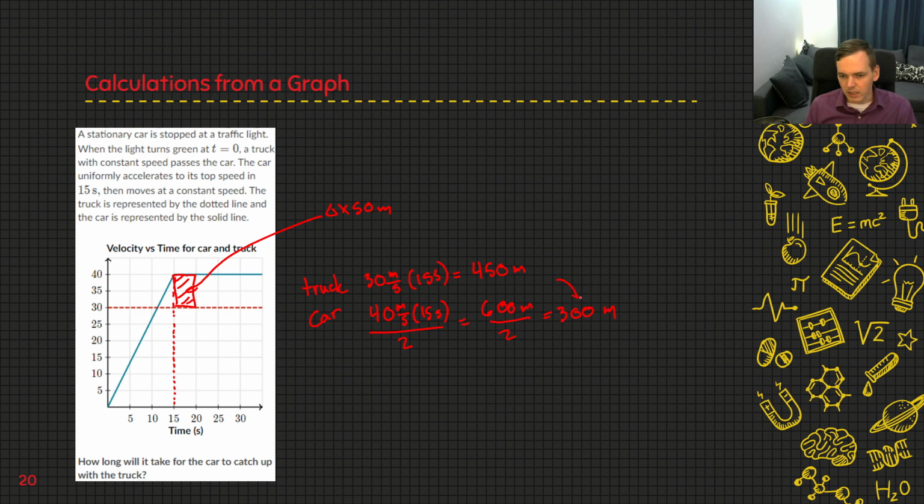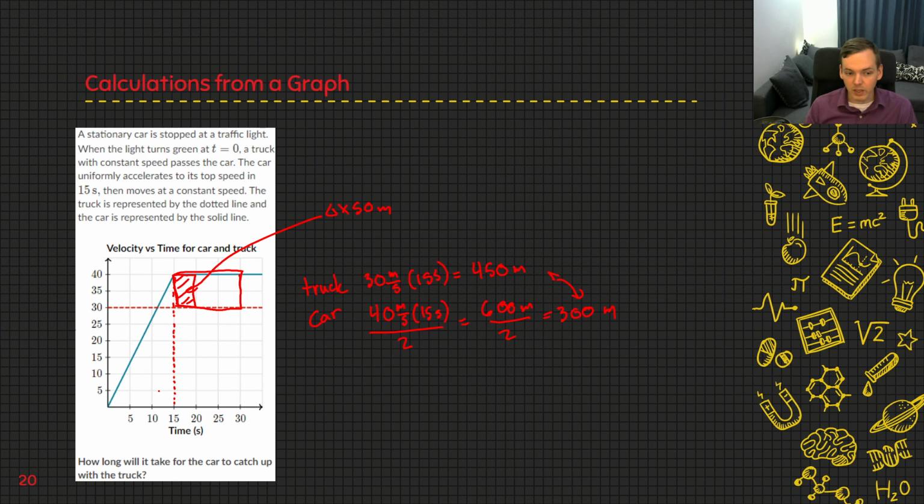And if I look at this, the difference is 150 meters. So if the car travels an extra 150 meters, they'll make up the difference between them. So that will be after 3 units of time, so at 30 seconds.